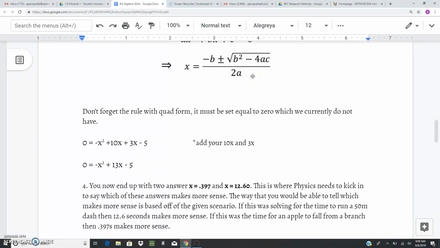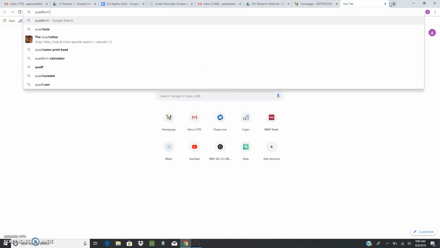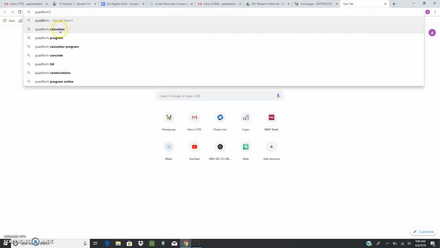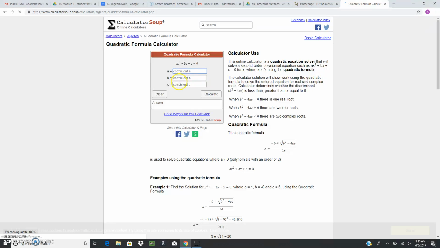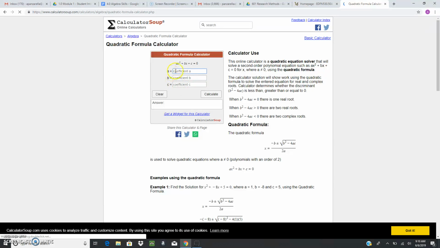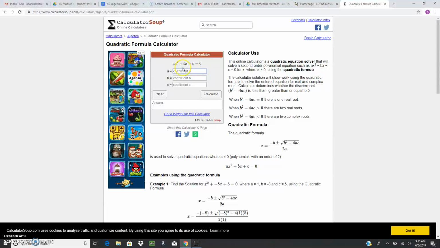Now you can go ahead and plug that into the equation. I have an app that I just use because at this stage in the game, I am not concerned that you could plug numbers into here. I'm concerned that you can get to that point. So you could even just go in if you do quad form calculator. Click on this first one. And then you just plug your A, B, and C in. And remember that your A is always associated with your x squared, your B is always with the x, and your C is the thing that's all by its lonesome.